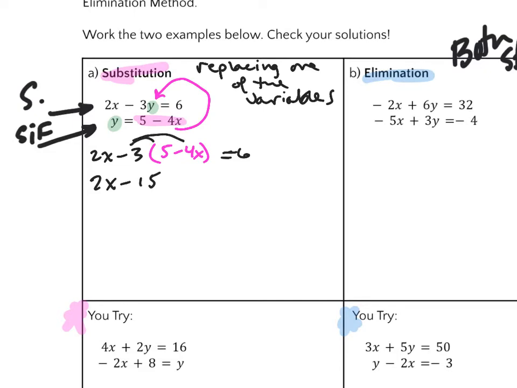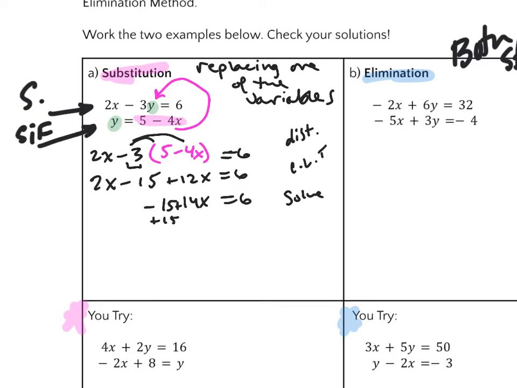So the 3, the negative 3, that goes together is 6. From here I'm going to distribute, and then combine like terms. So the 2 and the 12, I'm going to make this be 14x. Negative 15 plus 14x equals 6. And then I'm going to solve. So here I'm going to think about my SADMEP. I'm going to plus 15 to both sides. 14x equals, what is that, 21? Divide by 14. What is that, 3/2?